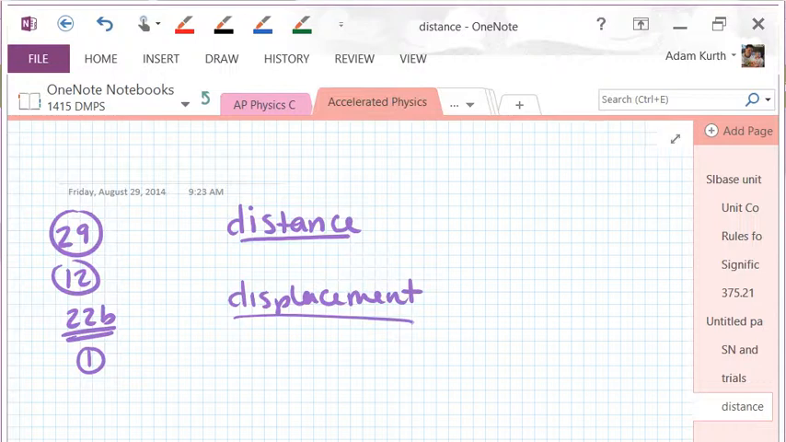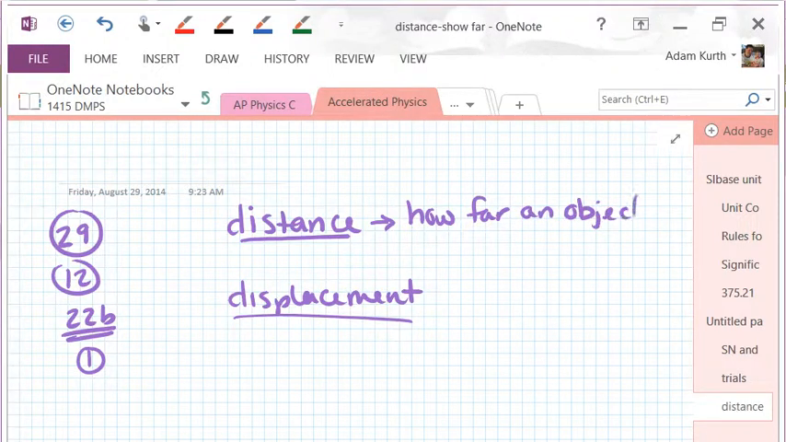What do you think distance means, random person in my physics class? Yeah. How far you travel. How far you travel, right? I'm going to take the "you" out of it and say an object. Is that okay? Yeah. Okay. So I'm going to say how far an object travels.